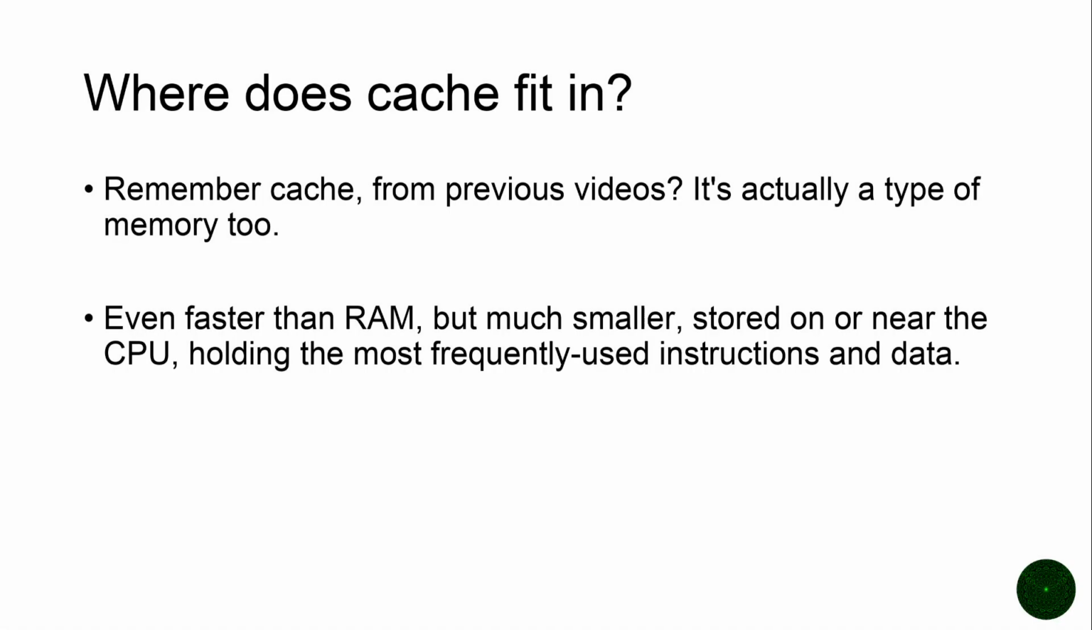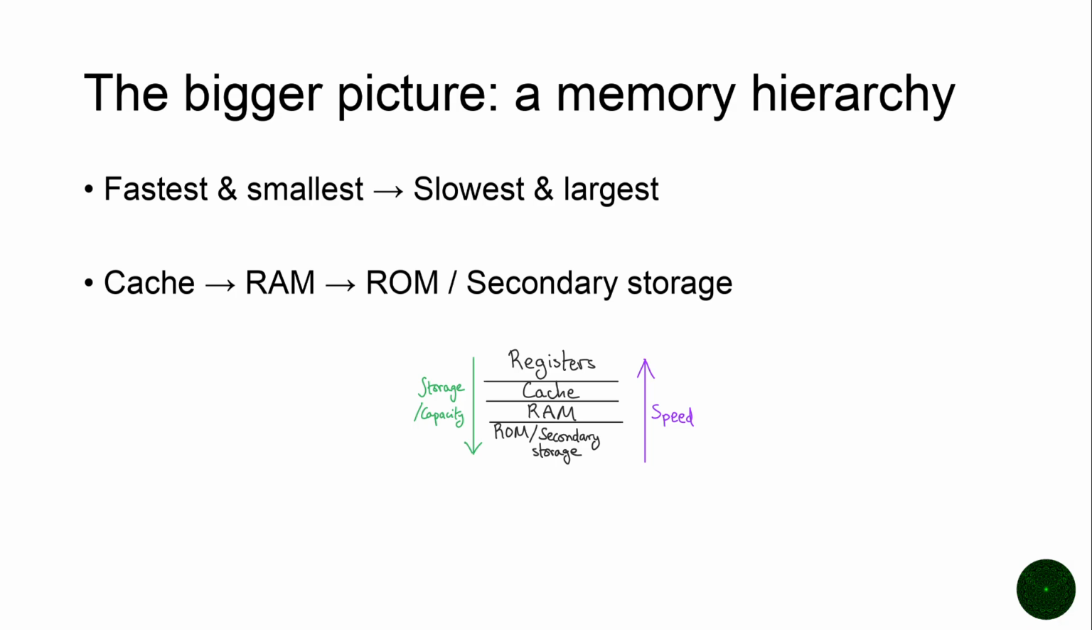Cache is also a type of memory, much faster than RAM, but also stores much less. This holds the most frequently used instructions and data. So, you can form a hierarchy, with cache being fastest but smallest, and secondary storage slower but bigger. Note that some forms of secondary storage are slower than ROM, while others are faster.